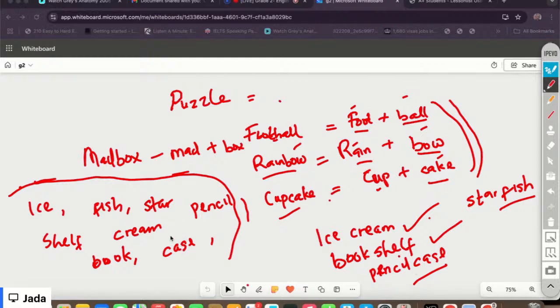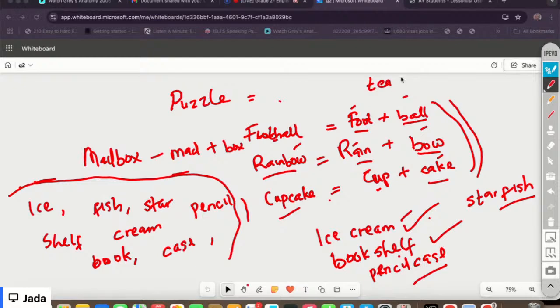So we are able to create four compound words from all the smaller words. We got ice cream, bookshelf, pencil case, and starfish. If you know some other compound words that you want to share with us, you can send them on the chat. We have a lot of compound words. If you know a few, you can send them also on the chat.